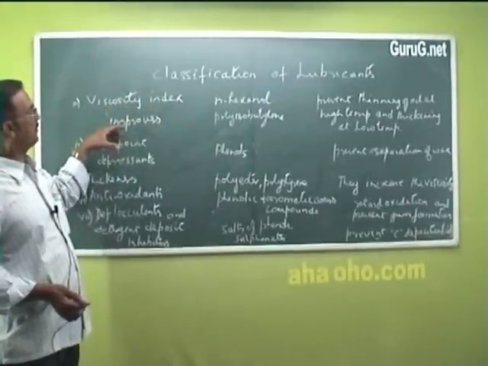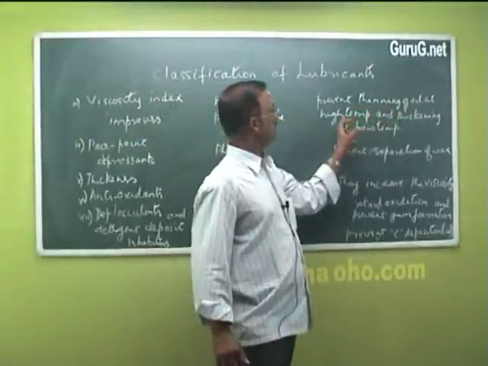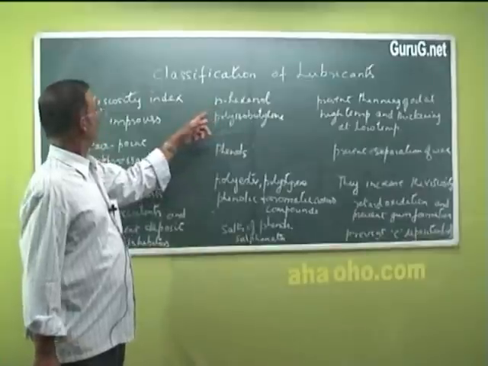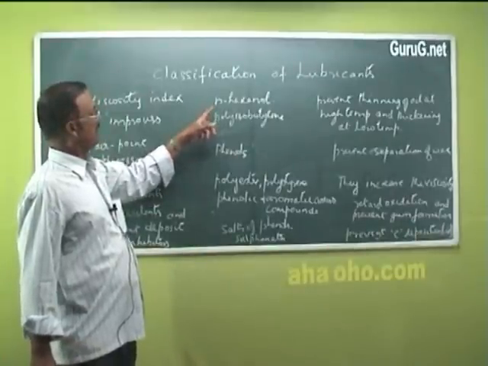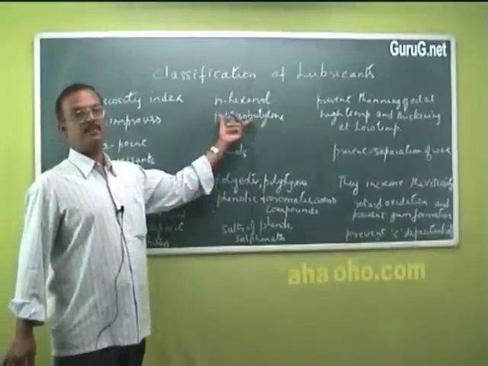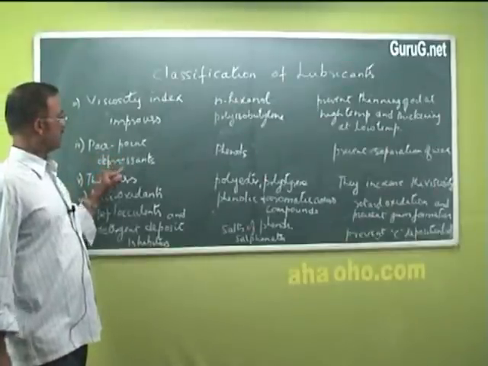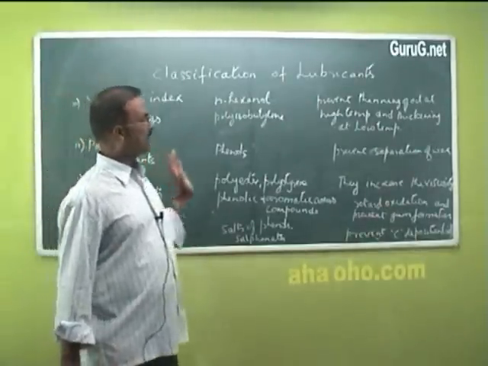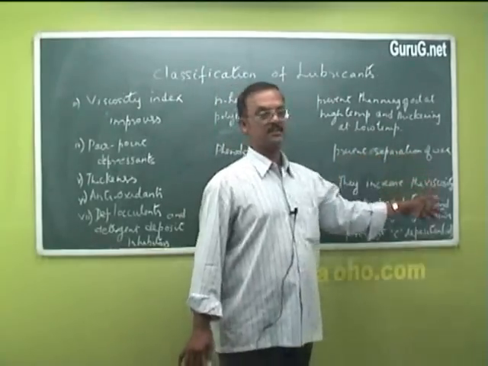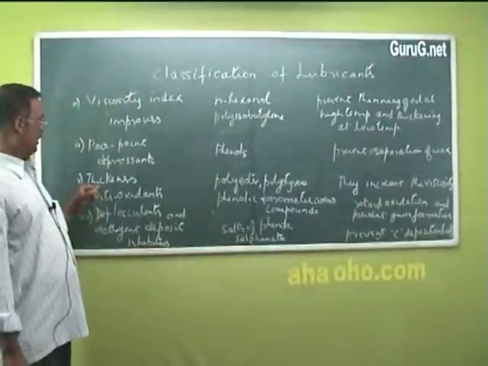These, when added to the oils, they prevent thinning of oils at higher temperatures and thickening at lower temperatures. Example of viscosity index improvers are N-hexanol, an alcohol, and polyisobutylene, this is a polymer. Next, pour point depressants. That is, these when added to the lubricants, they prevent separation of wax. Example, phenols.